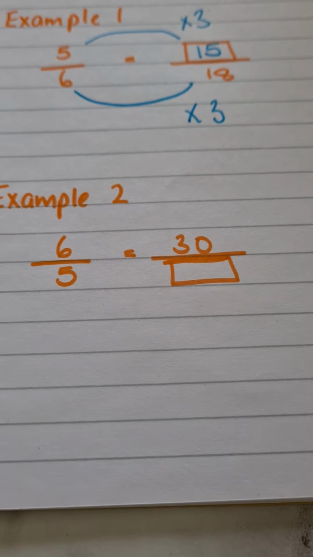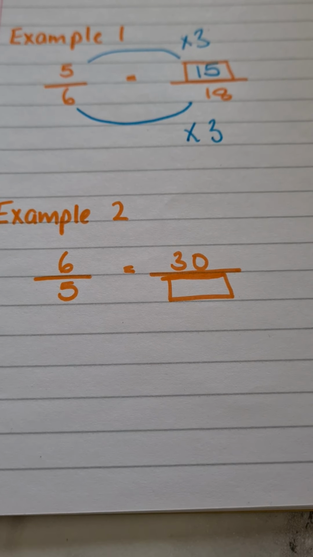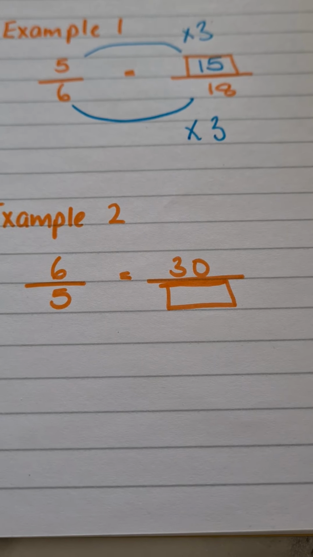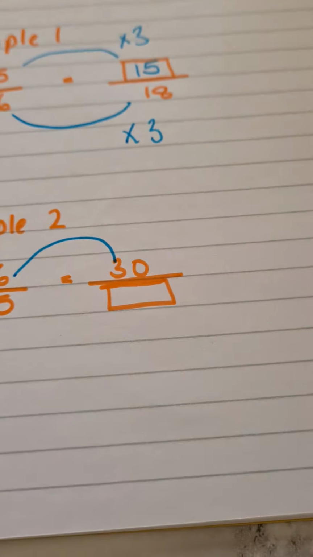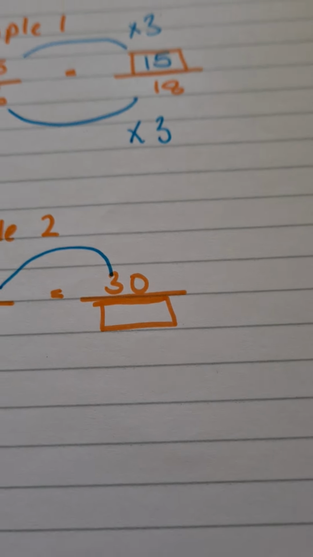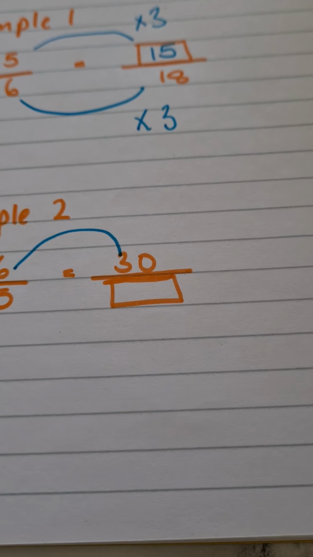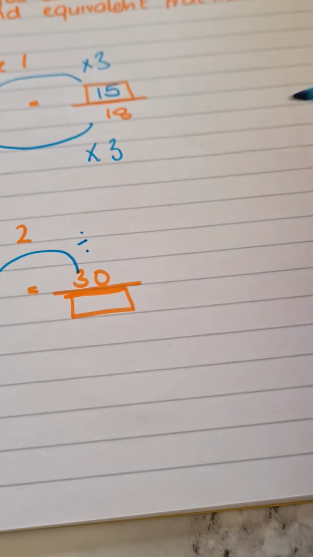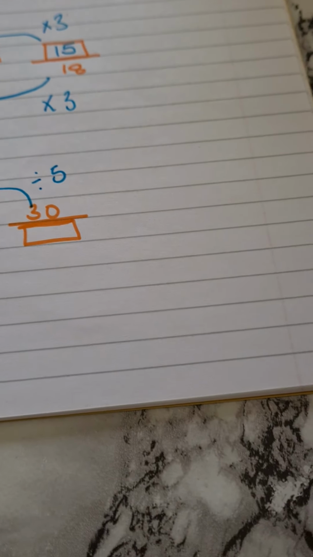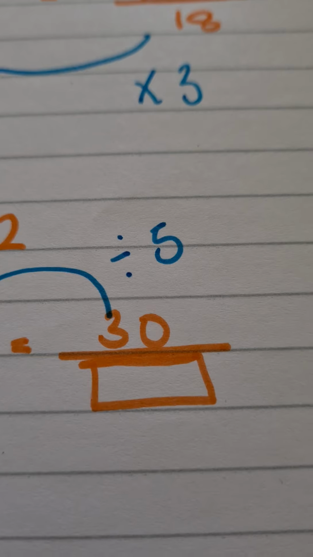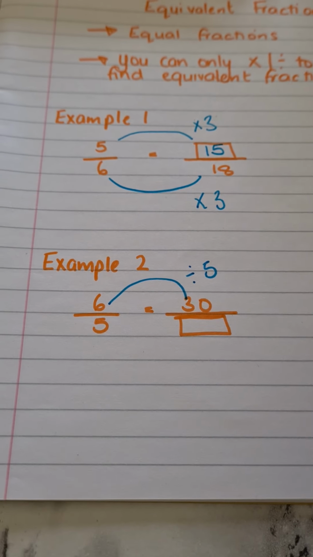Second one. Again, we're filling in the missing box. 6/5 is equal to 30 over something. Now, what do we do to 30 to get to 6? Remember, we said we can only either multiply or divide. So you're going from a big number to a small number, which means you're dividing. 30 divided by 5 will give you 6.